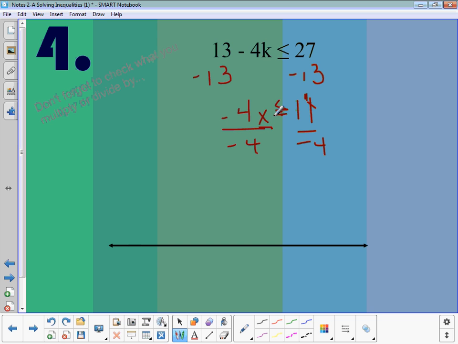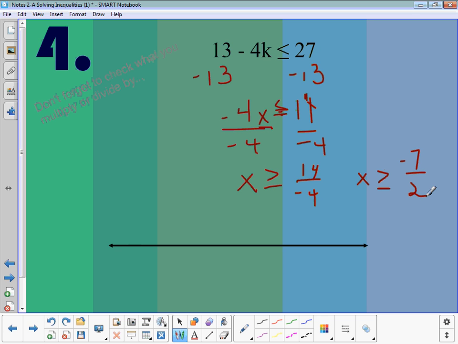Okay? So next step now, we have x, but I divided by a negative 4. That means I need to flip my sign. And I have 14 over negative 4. Well, I noticed that this is an icky fraction. That's not going to come out to a whole number, but I want to keep it as a fraction. I noticed that both of them are divisible by 2. So then I get negative 7 over 2. It doesn't matter if the top or the bottom is negative on the fraction as long as one is.